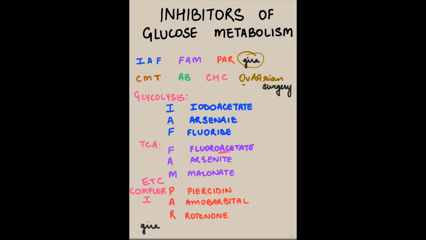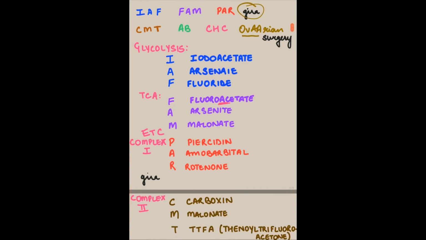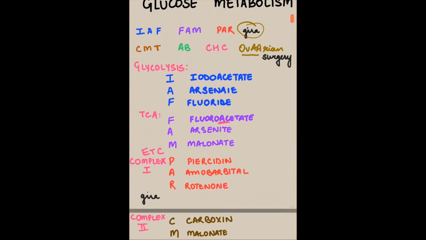So OVAA is a part of the mnemonic here. So I've put these in this particular order because, as we know, glucose first undergoes glycolysis, then the products of glycolysis enter TCA, and then ETC occurs. So I've written them in that particular order. So glycolysis, IAF are the inhibitors for it: iodoacetate, arsenate, and fluoride.